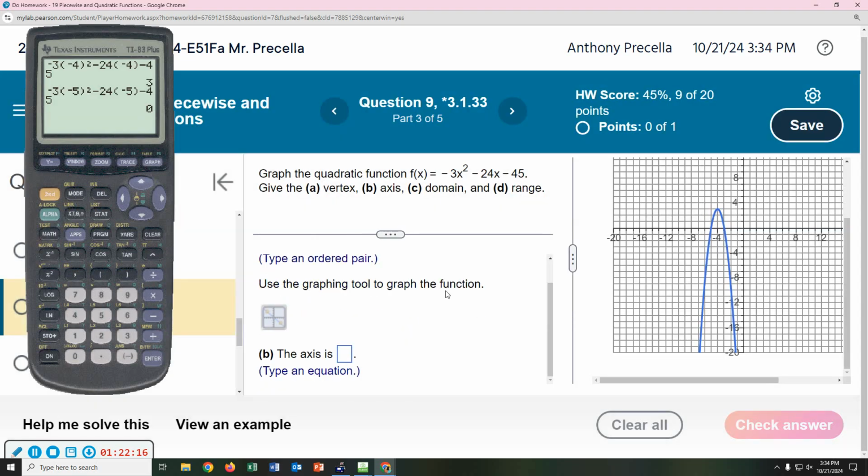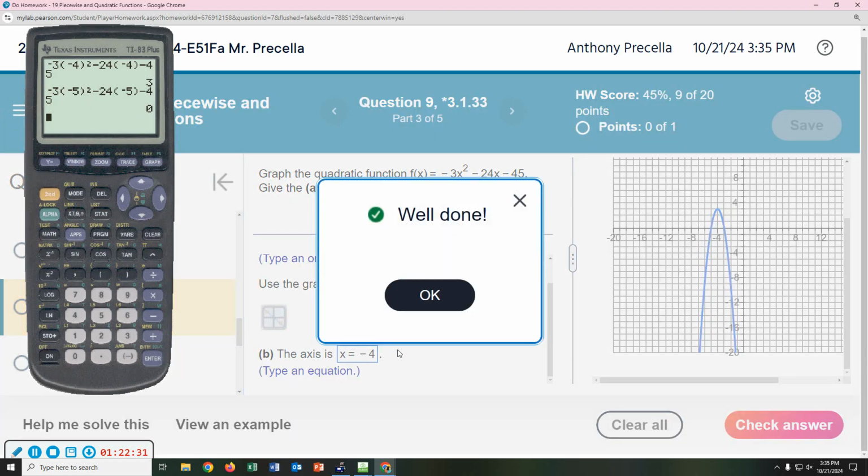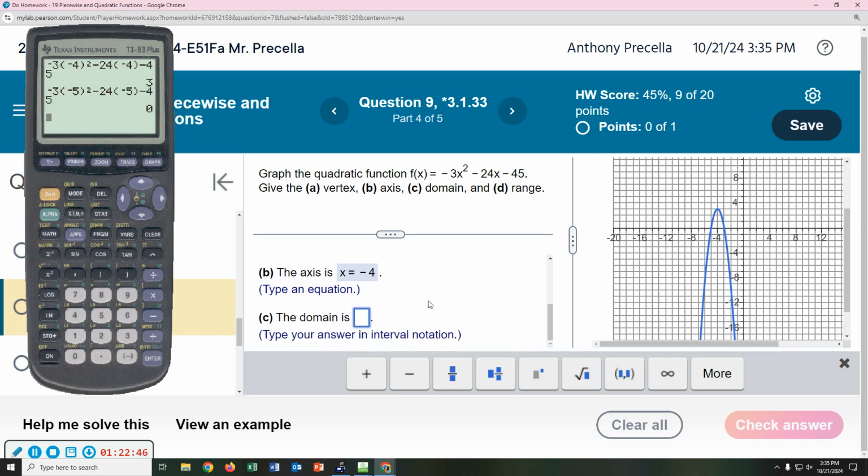And we're not finished. Now they want the axis. Remember, the axis is an equation. X equals, what was that x coordinate of the vertex? -4. That axis, you always write when it asks for the axis. You type in x equals, and then whatever the value is. I think on number 8 they give you the x equals already. But the domain, well, we know the domain. All quadratic functions have the same domain: negative infinity, comma, positive infinity, enclosed in parentheses.